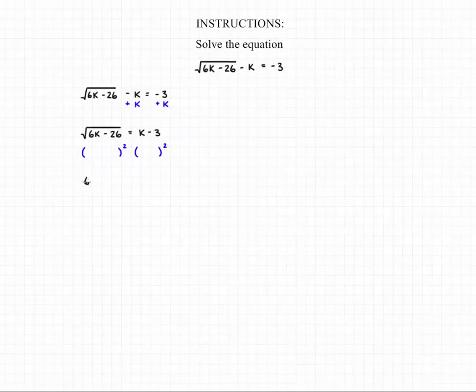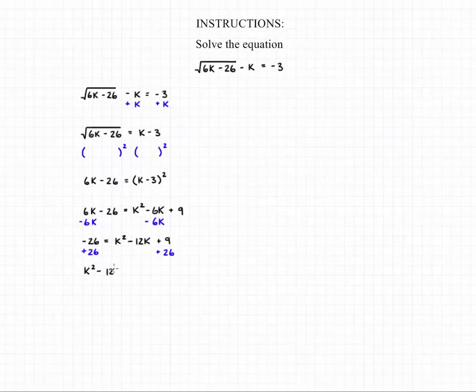And when we do that, we're going to end up with 6k minus 26 is equal to the quantity k minus 3 squared. If we now FOIL out the right side of the equation, we're going to have k squared minus 6k plus 9. We can subtract 6k from both sides of the equation. That's going to give us negative 26 equals k squared minus 12k plus 9. And now if we add 26 to both sides of the equation, we will end up with k squared minus 12k plus 35 is equal to 0.